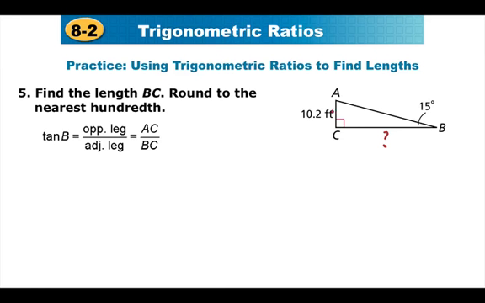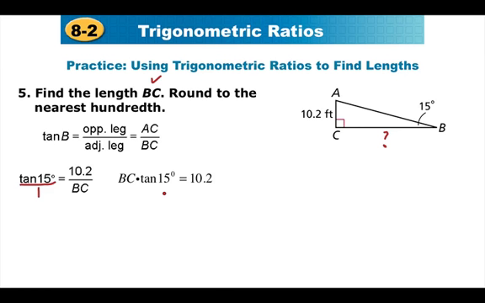Since I know this opposite side to angle B and I'm looking for the adjacent side, I am going to use tangent of the reference angle that I'm giving here, 15. And the definition of tangent is opposite over adjacent, AC over BC. And then at this point, I'm going to substitute the given information. So B is 15, AC is 10.2. This is what I'm looking for, BC. At this point, I know that this is a proportion. Fraction equals fraction. I am going to cross multiply, and this is what I get.